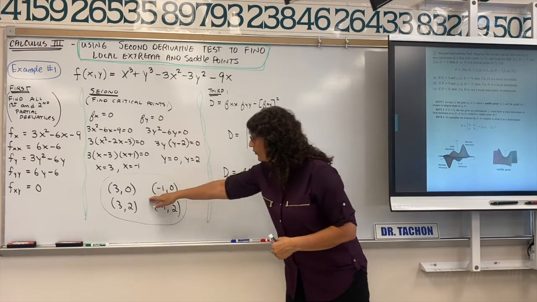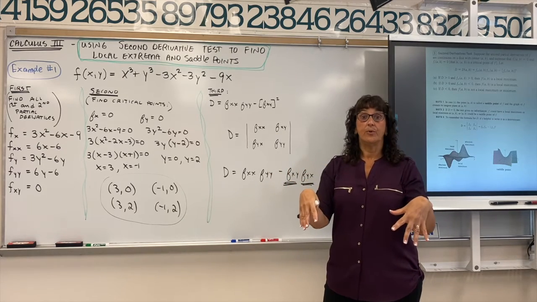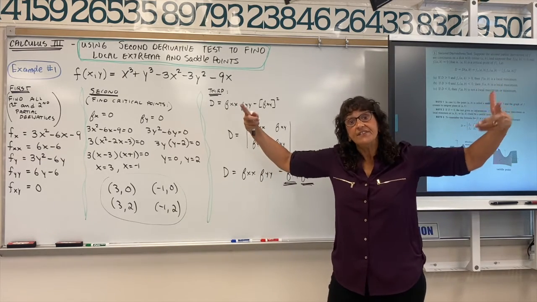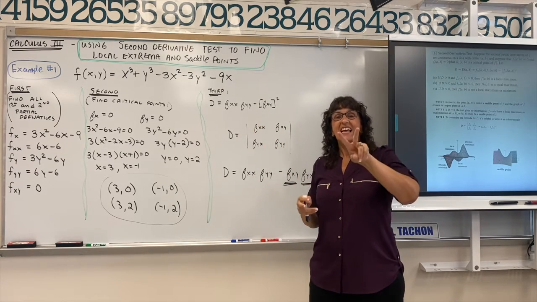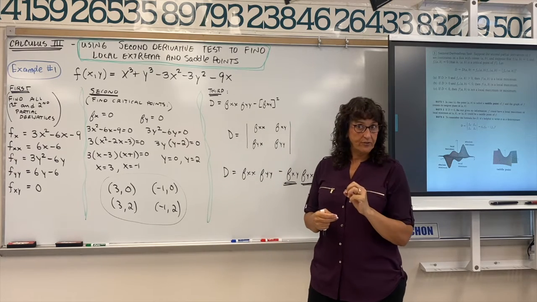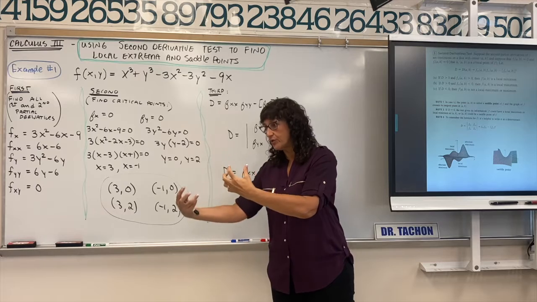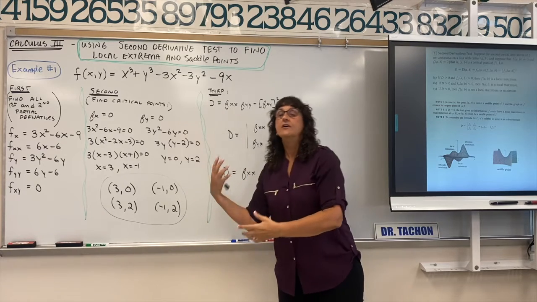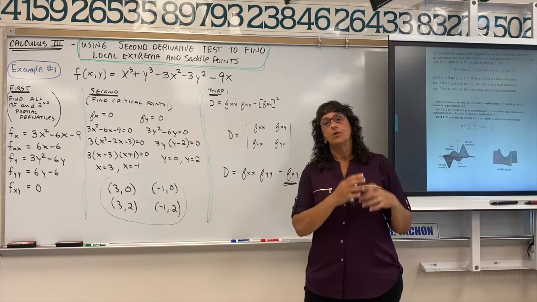So if we plug these points into the D equation, if it's negative, it's a saddle point. If it's positive, then it's an extrema. How do we know if it's a max or a min? The second partial with respect to x will determine that. If the second partial with respect to x is positive, your critical number is going to be a local minimum. If it's negative, your critical point is going to be a local maximum.